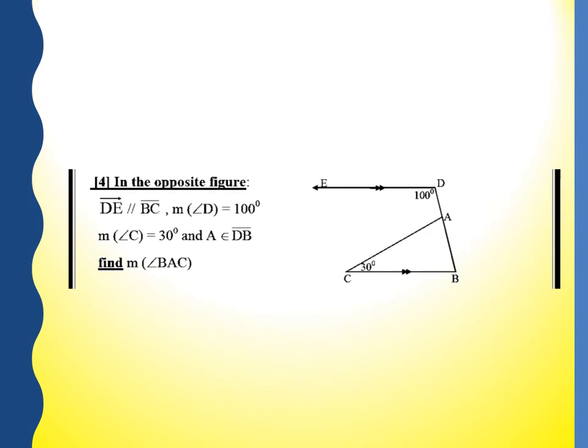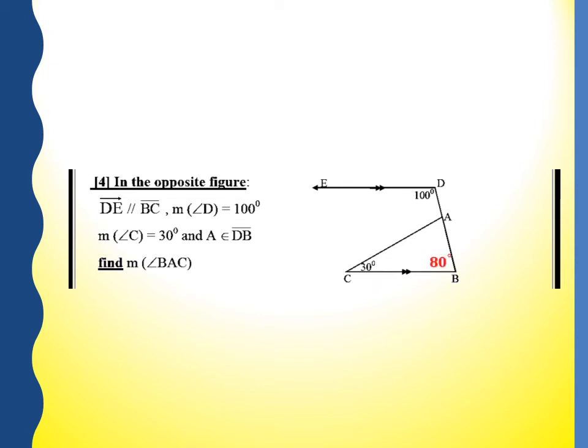In the opposite figure, the ray DE is parallel to the line segment BC, measure of angle D is 100 degrees, measure of angle C is 30 degrees, and A belongs to the line segment DB, and I need to find the measure of angle BAC.